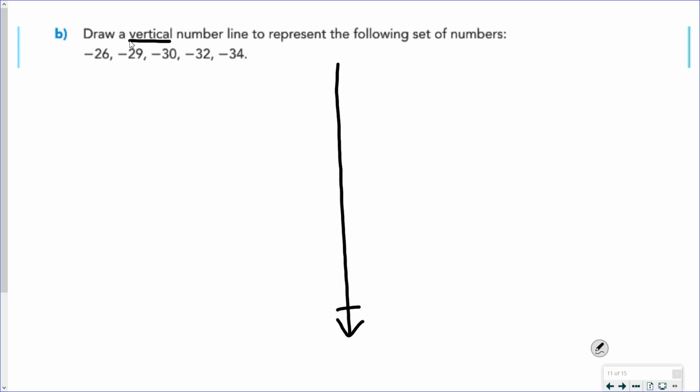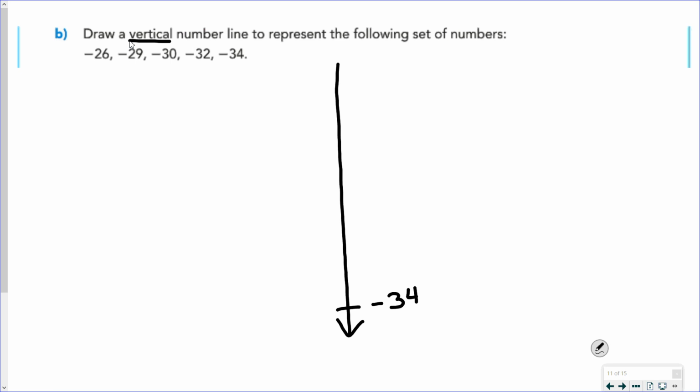So you have to look at your 5 values here, negative 26, negative 29, negative 30, negative 32, and negative 34. And first you have to determine which of those is the lowest. Well, since we're working with negatives, the lowest value would be negative 34. If you're not sure, think of all those as positive. If they were all positive, 26 would be the lowest. But since we're working with negatives, we're working with the opposites. If 26 is the lowest positive, negative 26 would be the highest negative. So you would put negative 34 at the bottom.